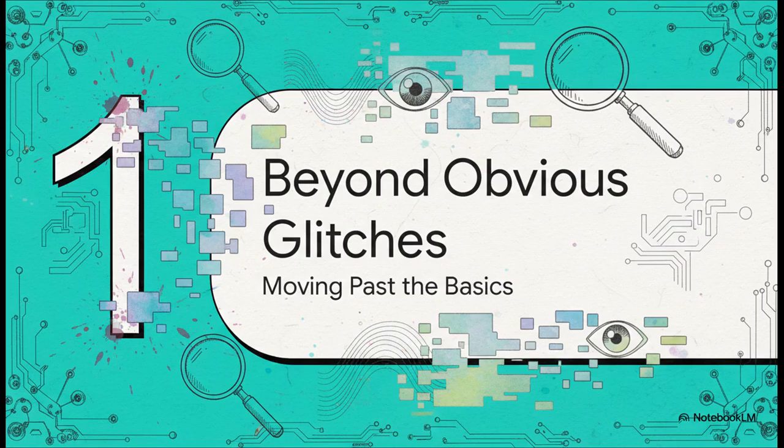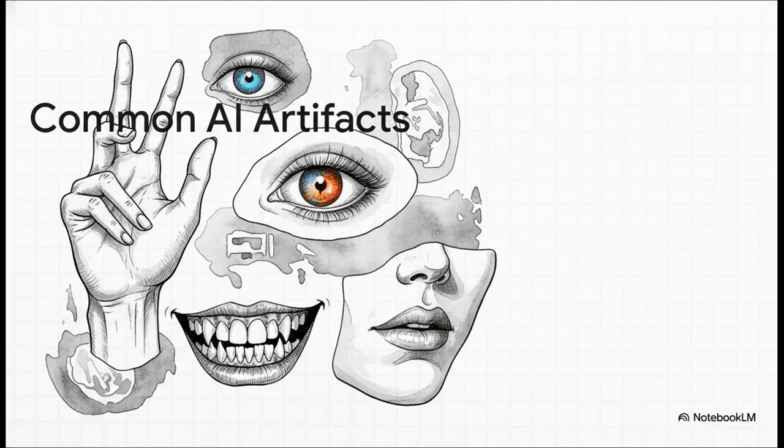Okay, first up, beyond obvious glitches. Look, before we can get to the really advanced stuff, we have to make sure we've got the basics down cold. These are the foundational tells, and even though they're getting rarer, they should still be the very first thing you check for. Yeah, this is what you could call the novice checklist.